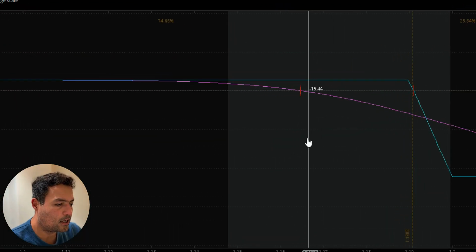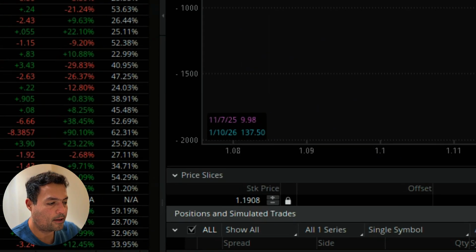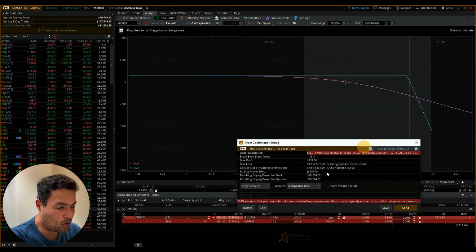And then the next thing is, hover over this line, you're collecting 137. Look at this bottom left. You're collecting 137 and your max loss is $1,112. But look at the amount of money you're putting down to initiate this trade. Now, you're only putting down $306. That's your buying power effect.